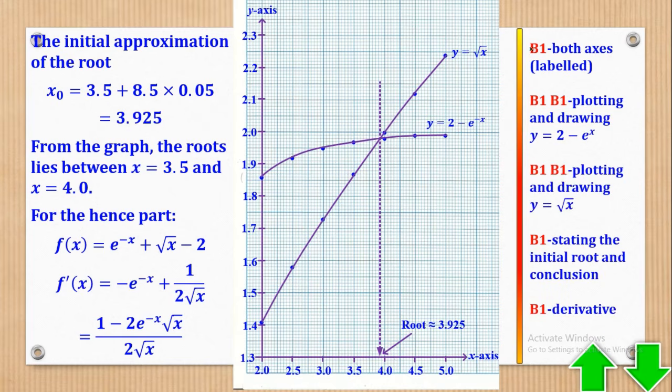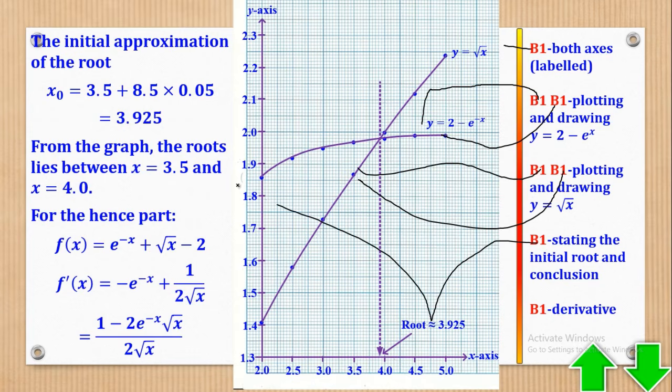So B1 for the axes were labeled, B1 for plotting all the points for this curve, and also another B1 for joining using a reasonably smooth curve. B1 for plotting points of this curve, and B1 for joining to get a reasonably smooth curve. B1 for stating the root and also concluding. B1 for the derivative.